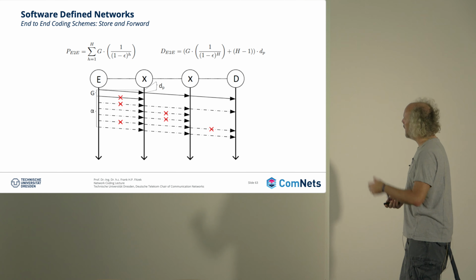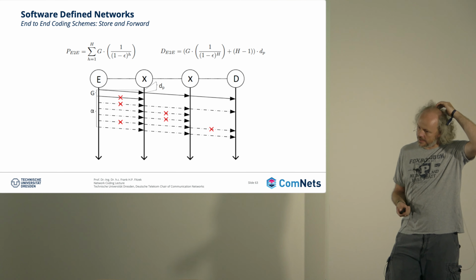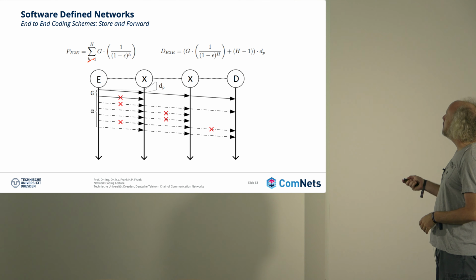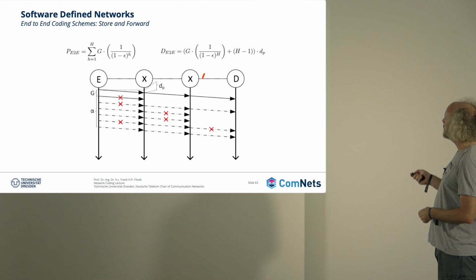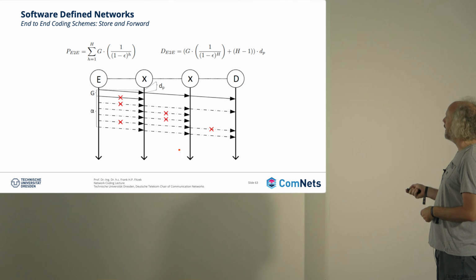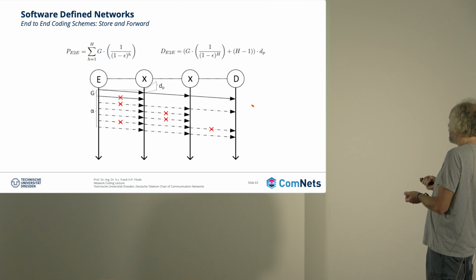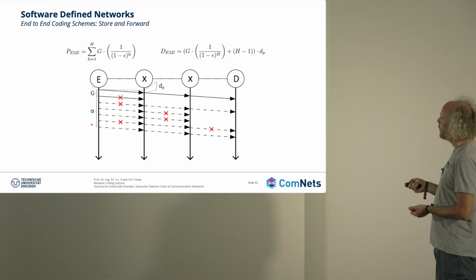Okay, just to explain a little bit, maybe you've seen these examples in ComNet 1 already, what happens in a multi-hop scenario when you use store and forward, right? You have a sender and a receiver and some stupid repeater in the middle. And here you generate enough redundancy. G is the amount of data that you want to convey to the other side, and alpha is the extra redundancy.